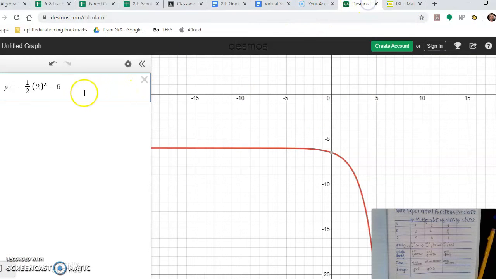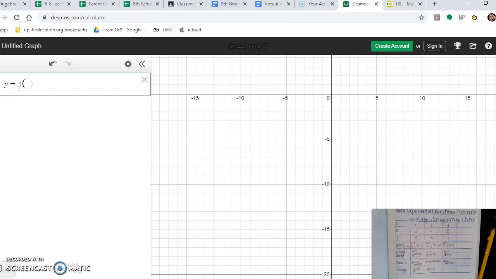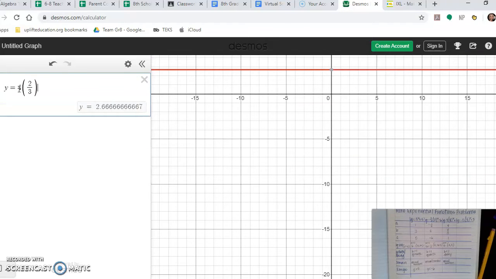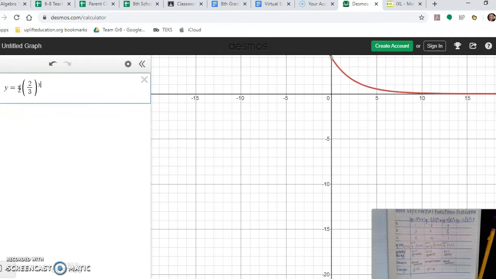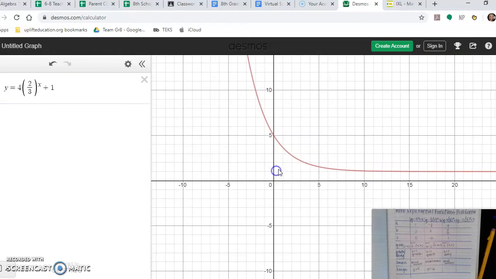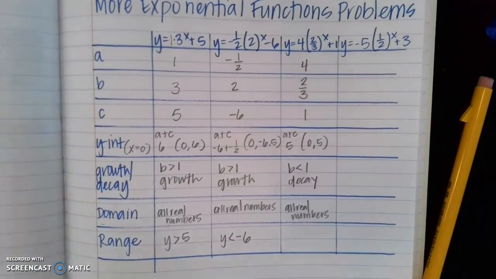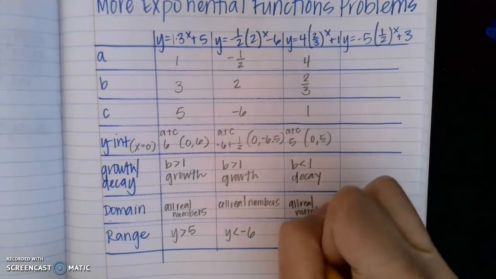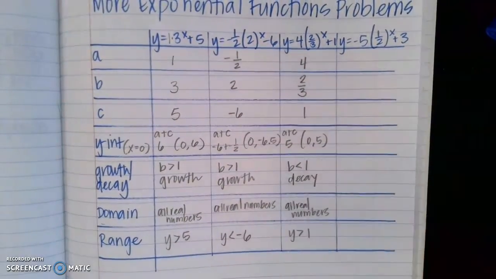So I'm going to go to Desmos. 4 times 2/3 to the x plus 1. And there we've got our asymptote at y equals 1, and all of our range values are going to be greater than our asymptote value. Everything is going up. So now it's going to be y is greater than 1.